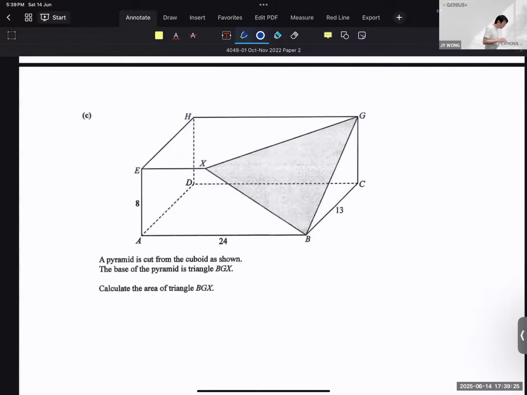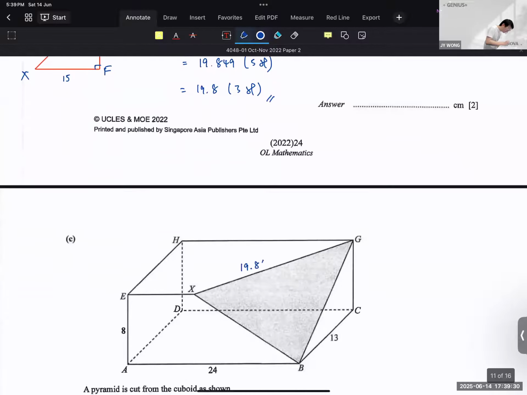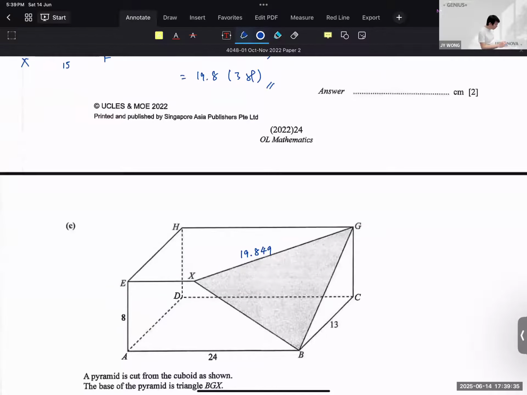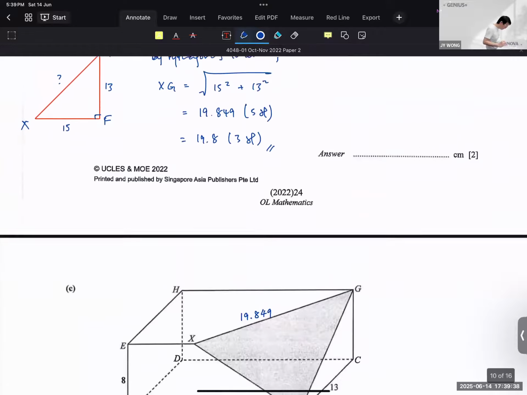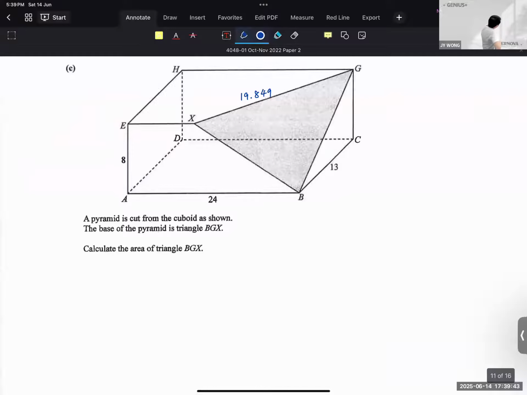So in order for you to use half ab sine C, I found XG. So always annotate what you have found. I know what is this. Do I know XB? No, I don't know XB. I never found XB yet. But can find or not? Yes. I can find, right? I should be able to find XB easily, right? Or if you don't want to find XB, what else can you find? You can also find BG, right?